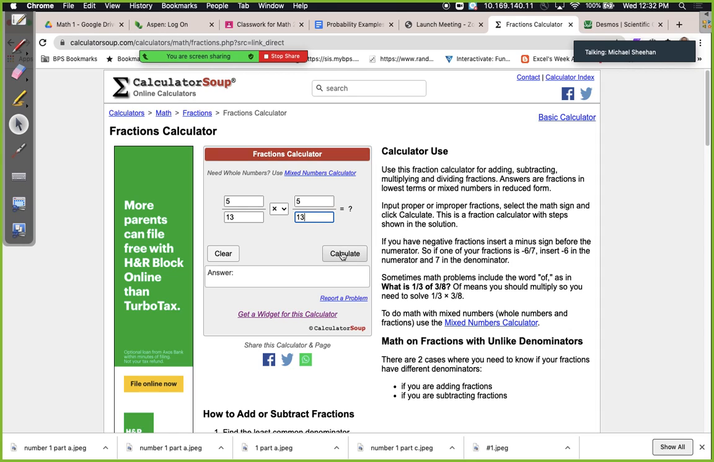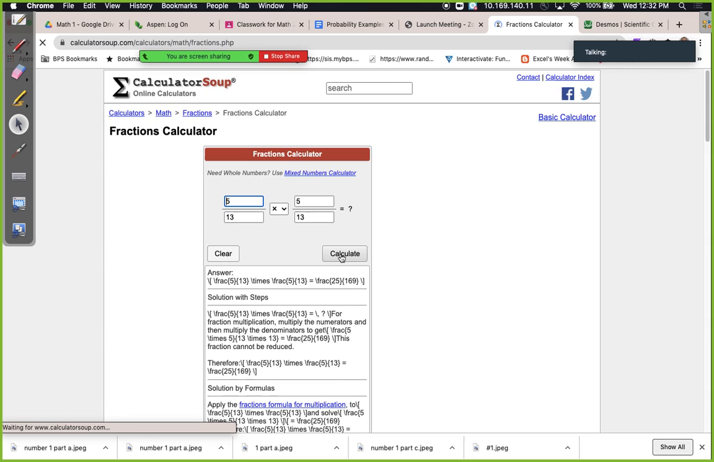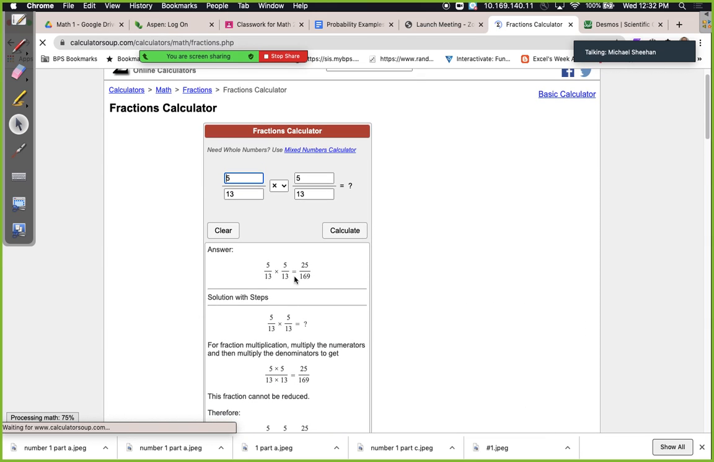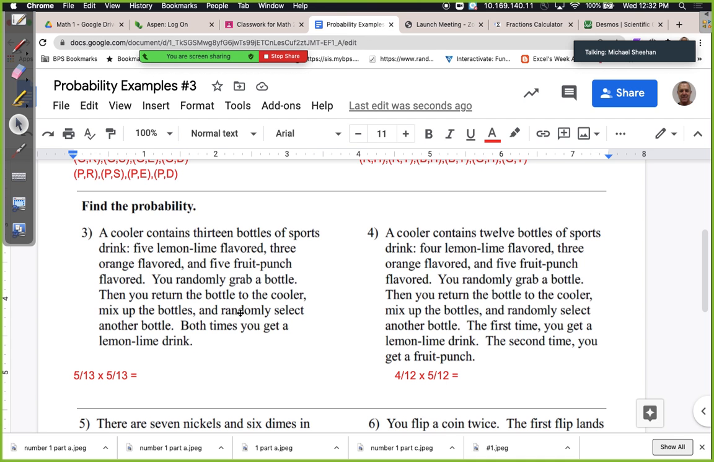What's nice about this one is it'll explain why the answer is what it is, if you are curious about that. The bad thing about this one is sometimes it's slow. So it's working, it's working, it's working. And there's the answer right there, 25 over 169. So I'm going to come back here and type in 25 divided by 169. That's my final answer.